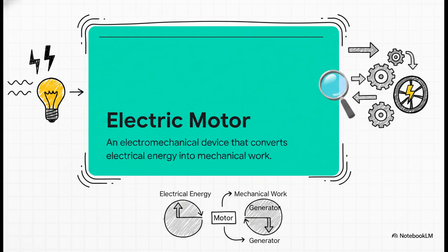At its most basic level, an electric motor is just an electromechanical device that takes electrical energy and converts it into physical mechanical work. Now, if you've ever studied generators, you know they do the exact opposite, right? They convert mechanical work into electrical energy. But here, we're taking electricity and using it to create continuous motion. And while it's true that no conversion is 100% efficient, because heat and friction will always take their cut, this specific process is literally the absolute backbone of modern industry.